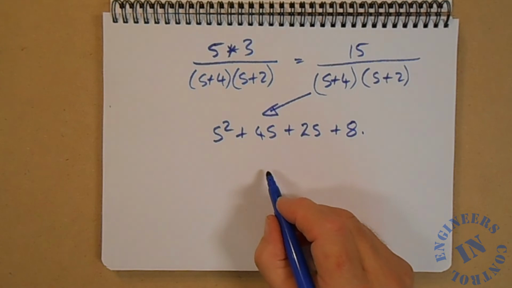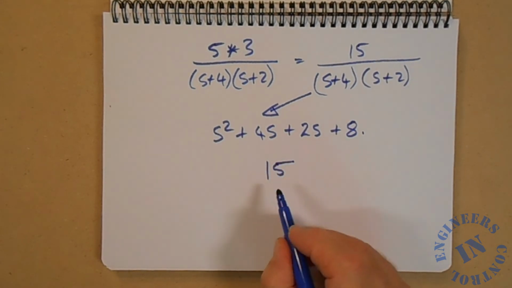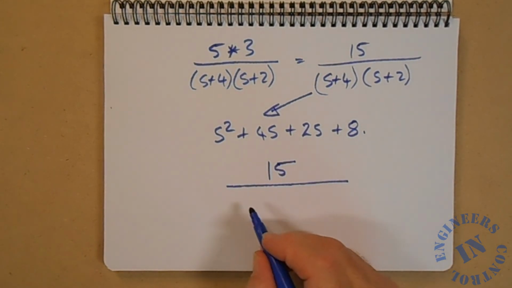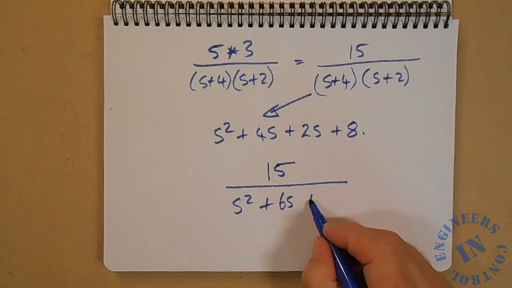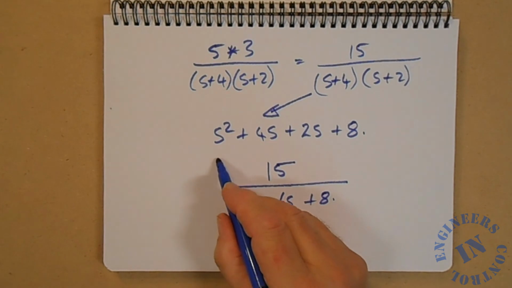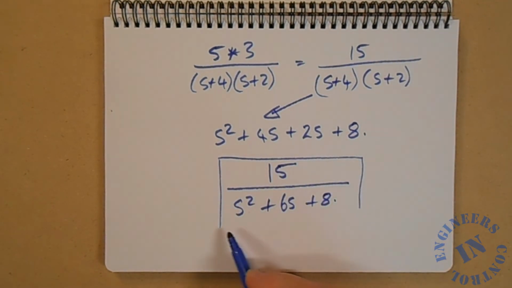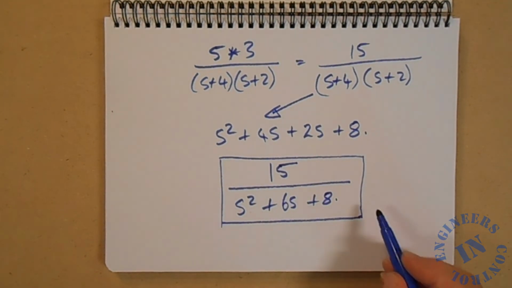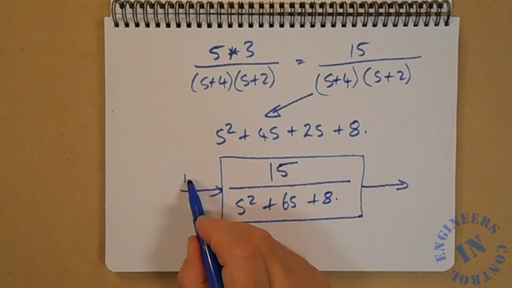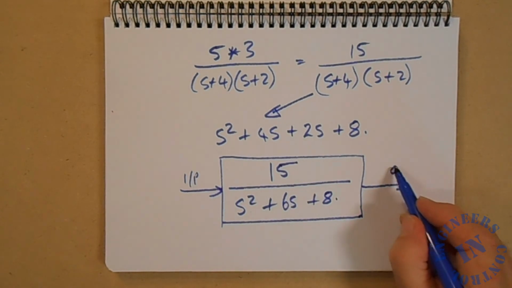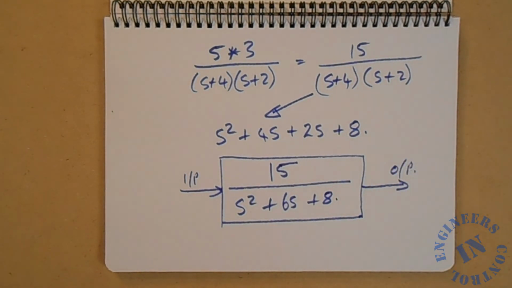And what we end up with is the final transfer function. And we can incorporate that in our transfer function block. And there it is. That is how we multiply together two blocks in series.